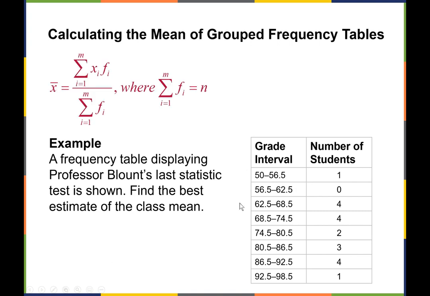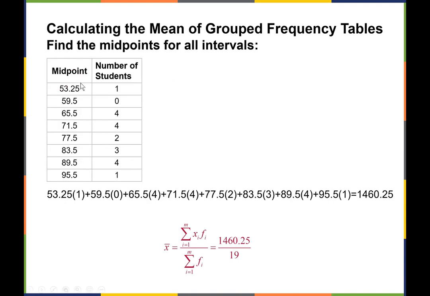I've done this in the next table. The midpoint is 53.25, so that's assigned to one student. 59.5 is assigned to 0 students, 65.5 is assigned to 4 students, etc. And then we find the mean using our formula with a frequency table. Adding those all up, we get 1460.25. The total number of students, if we added this column, is 19. So the average value is... I didn't even actually bother computing it.